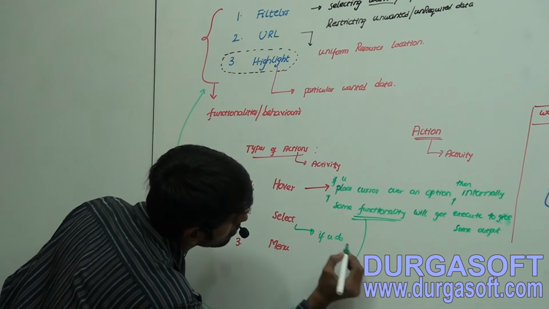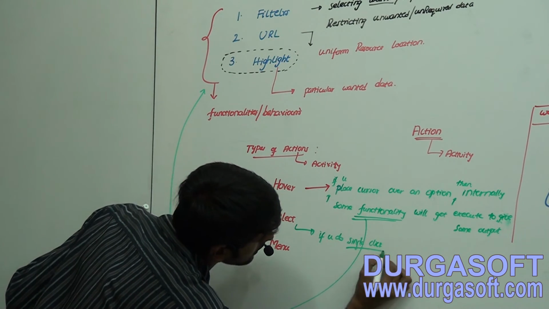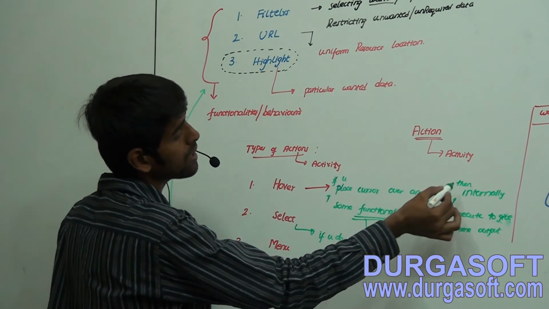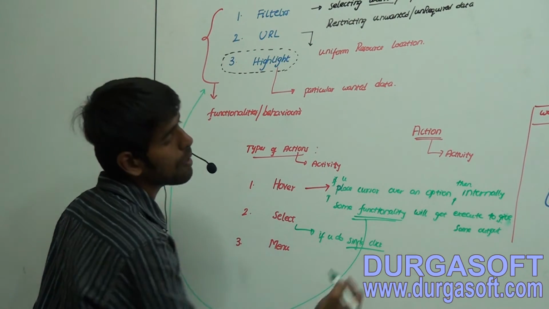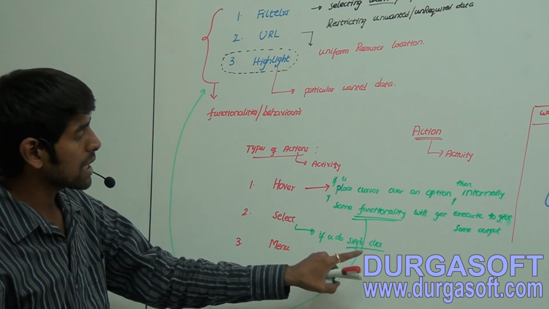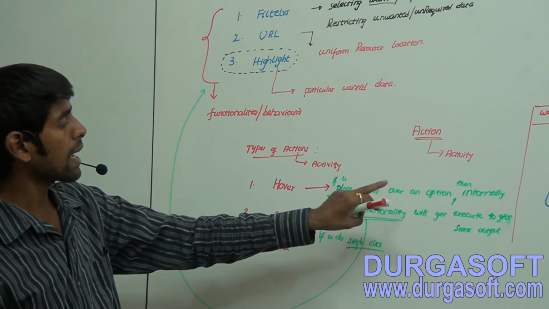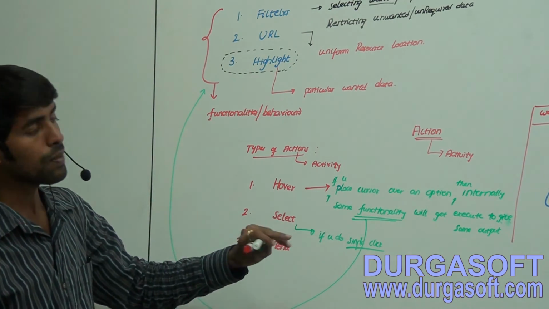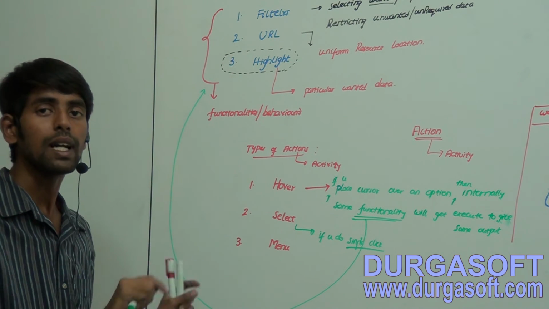If you do single click activity over an option, then internally some functionality will get executed to give some output. It's very, very important. Try to understand this one. If you do single click action over an option, then internally some functionality will get executed to give some output to you. That is what select is.